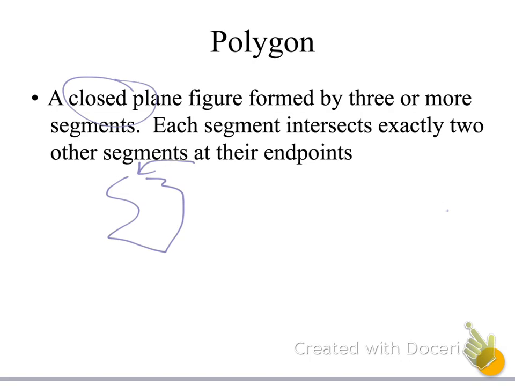Okay, so a closed plane figure formed by 3 or more segments. Each segment intersects exactly 2 other segments at its endpoints. You cannot have any curved. That is not a polygon. Curves are a no-go. Okay, we could have triangles, we could have squares or rectangles, we could have hexagons. Those are all polygons, but you can't have it be open and you can't have any curves on it.